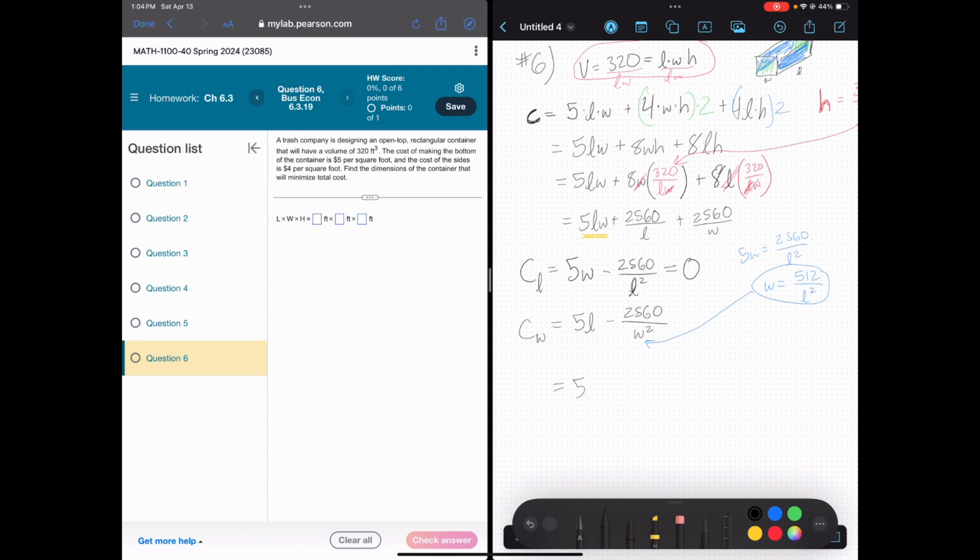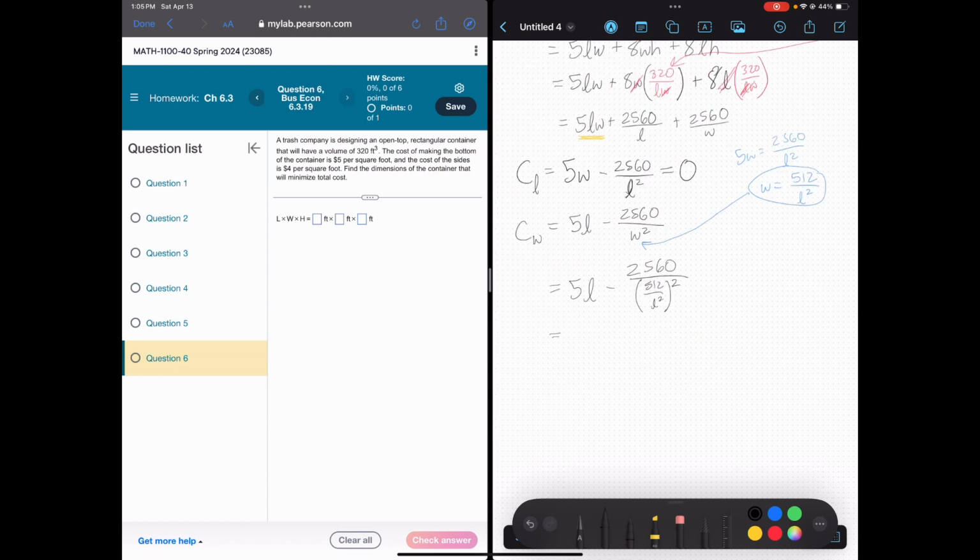What does that give me? That gives me 5 times L minus 2,560 divided by, that W is squared, so I'm actually going to square everything. I have 512 over my length squared, all squared. Okay, what does this leave me with? This leaves me with 5 times my length minus, well, because I have a fraction in the denominator, if you recall, I can flip and multiply after I distribute this power. Because it's division, you can distribute that power to both your top term and your bottom term. And then I can flip and multiply.